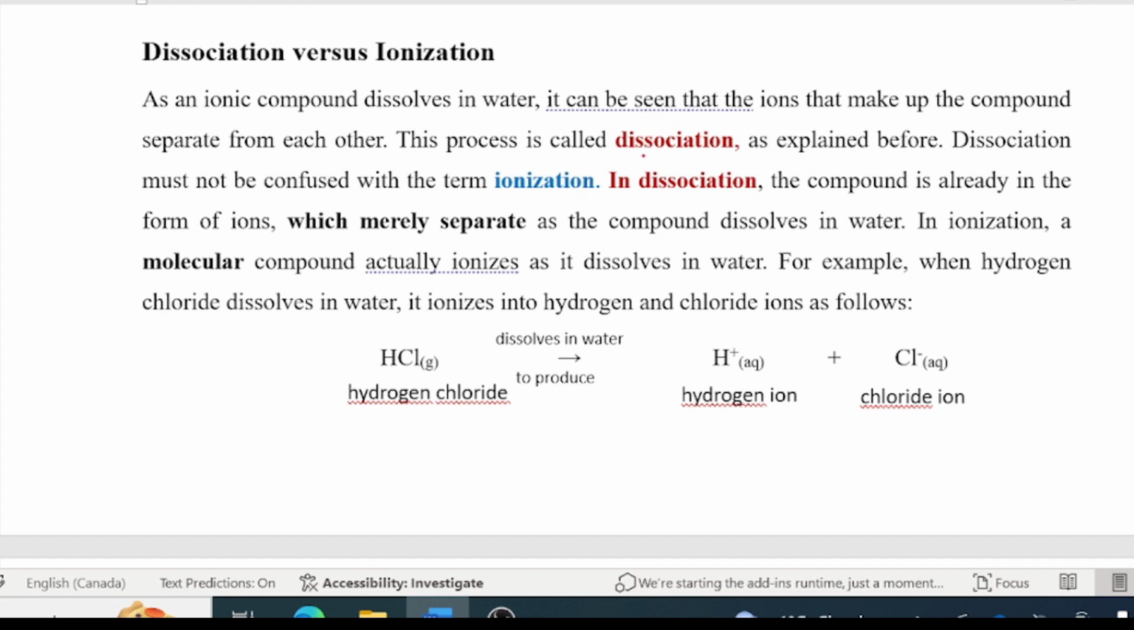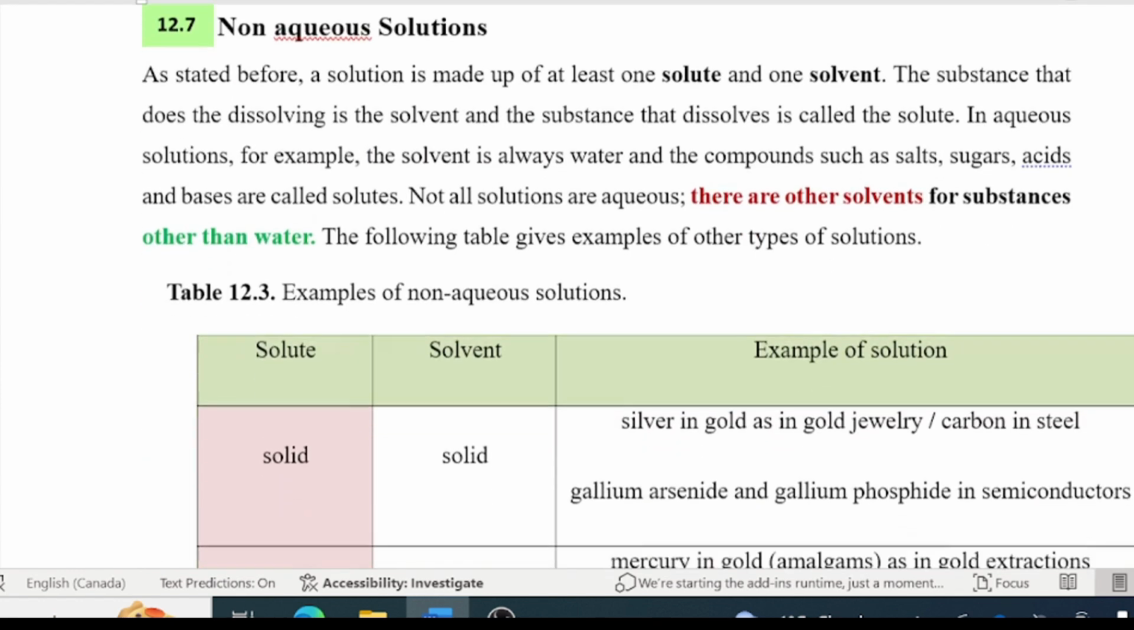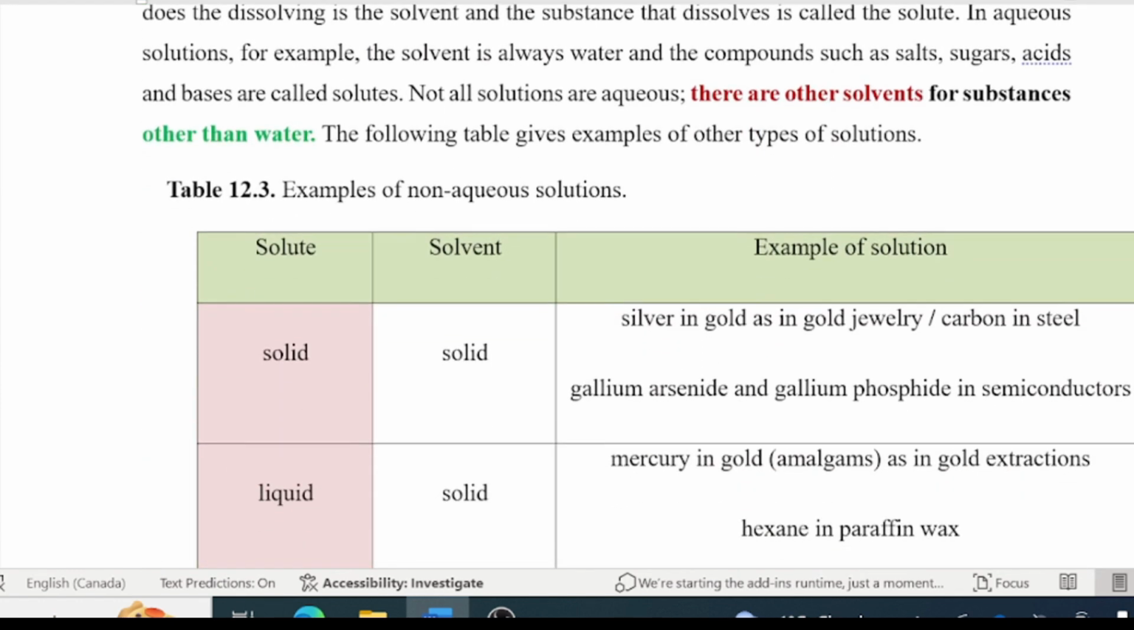What we saw of how sodium chloride gets dissolved in water is called dissociation. The ions are already there, but they just separate, and it's called dissociation. Ionization now is when you have a molecule and you dissolve that in water, and you produce ions. For example, when you have hydrogen chloride gas dissolved in water, it ionizes, and in that case, you get hydrogen ions and chloride ions.